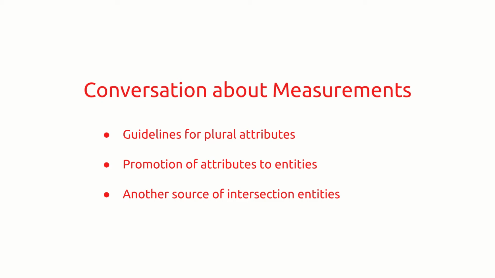In this video, we will review previous steps taken as one flowing conversation about manufacturing measurements. As we go, we will introduce some new concepts, including guidelines for plural attributes, promotion of attributes to entities, and another source of intersection entities other than the evolution process shown in the last video.